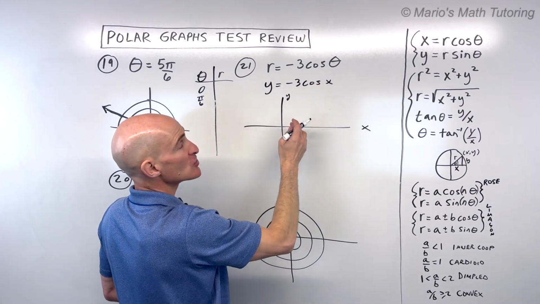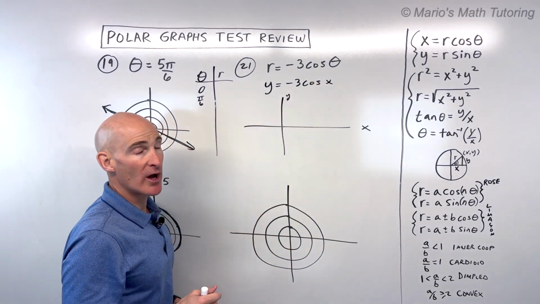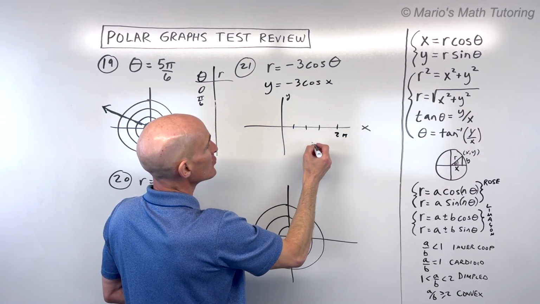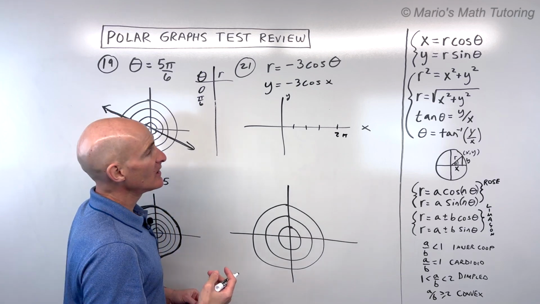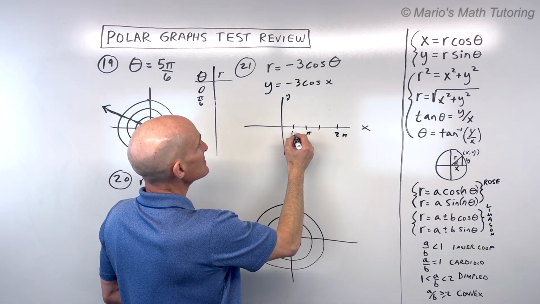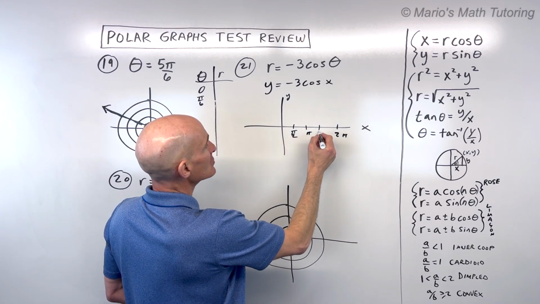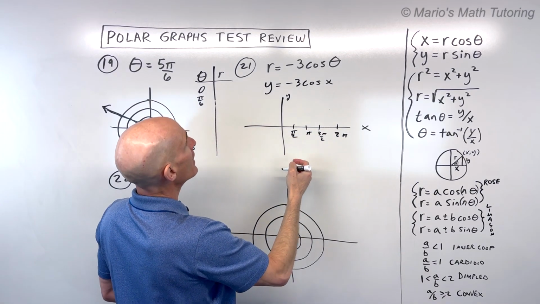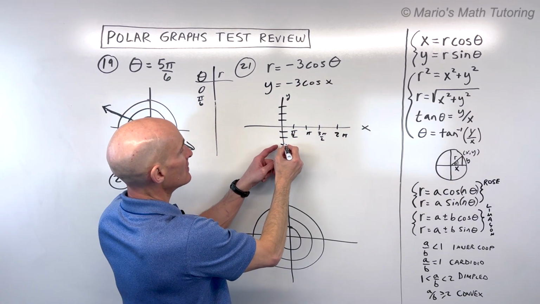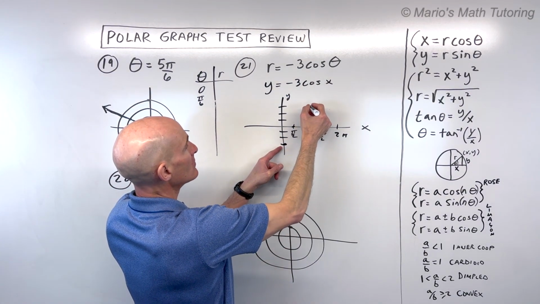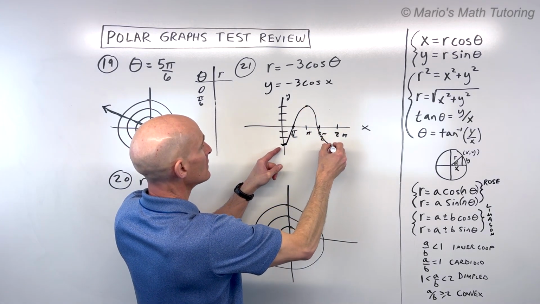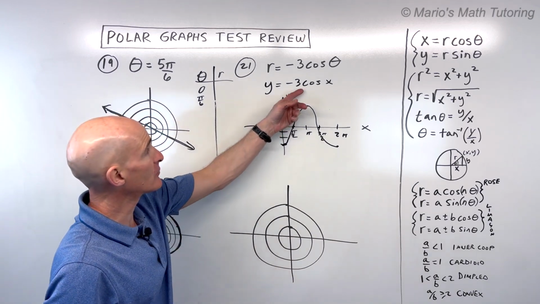And the period is 2 pi, because 2 pi divided by b is 1, so period is 2 pi. Let's divide this up into 4 pieces. You learned how to graph sines and cosines earlier in Algebra 2 and earlier in pre-calc. So you can see these are counting by pi over 2, 3 pi over 2 is here, 2 pi. Now, the negative 3 cosine means that we start here at negative 3, go to 0, positive 3, 0, negative 3. So that's one cycle of our negative 3 cosine graph.